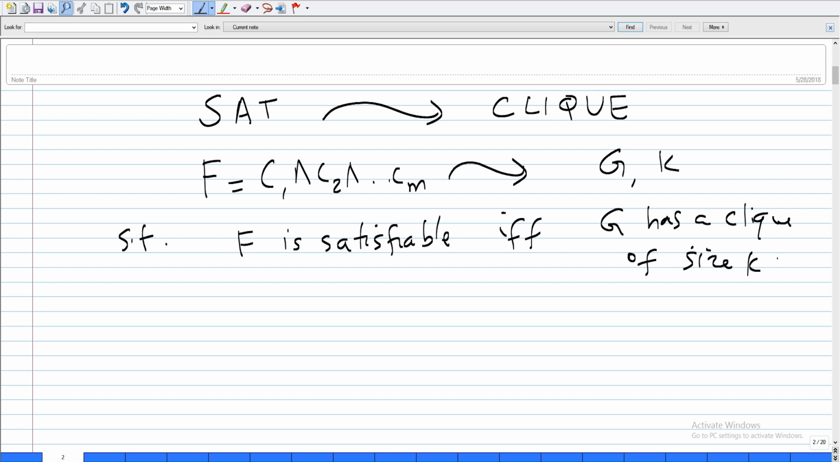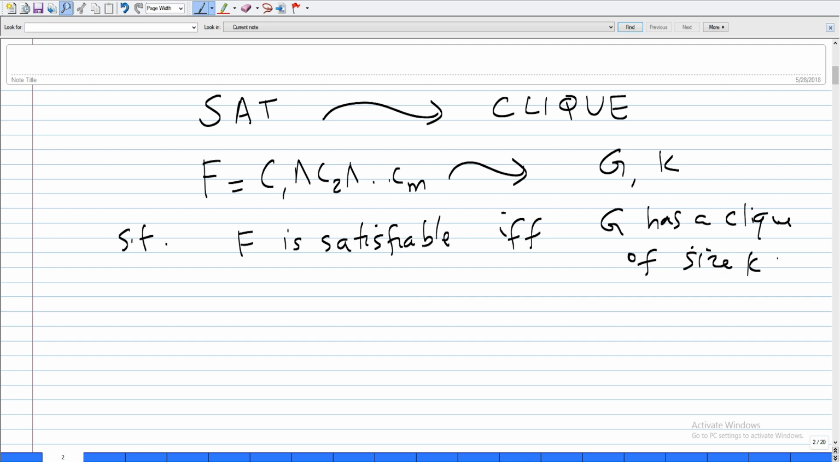That is the property I want. G is in your hand, K is in your hand, right? You are given this formula, and what we are doing is somehow encoding one problem into another problem. That's all we are doing, right? Then we can use an algorithm for a clique to solve the SAT problem.